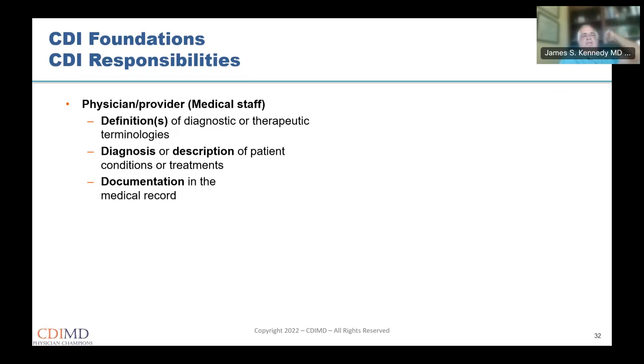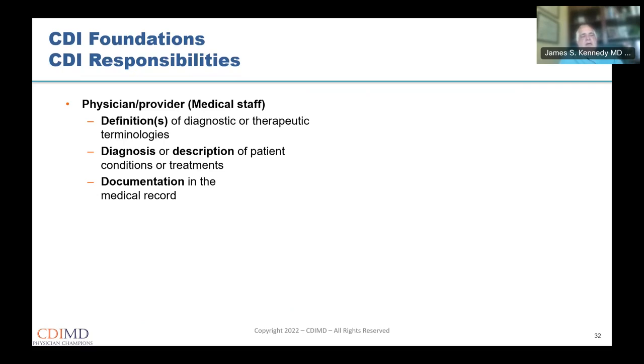The physician will have the responsibility of defining the conditions or the therapeutic terminologies. What is acute kidney failure versus acute kidney insufficiency? When does a localized infection become sepsis? When is it an excisional debridement versus a non-excisional debridement? The different doctors will have different reasons or different approaches to this. And the standardization of this will be the medical staff responsibility, of course, with your help.